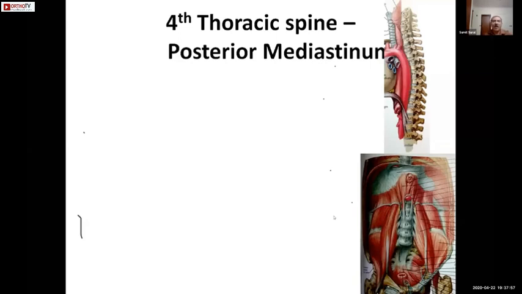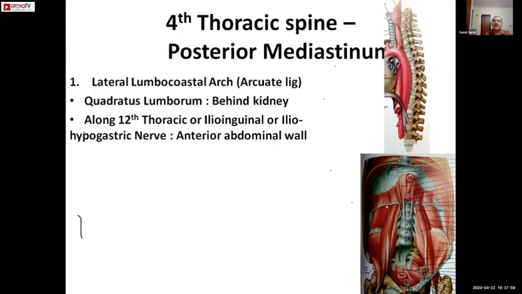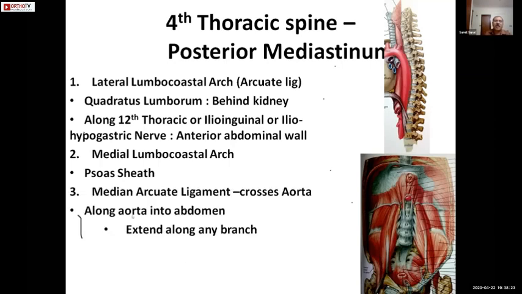So one by one, along the lateral arcuate ligament, it can come along the quadratus lumborum, it can go behind the kidney, it can go from there along the 12th thoracic or the ilioinguinal or iliohypogastric nerve onto the anterior abdominal wall. It can go along the medial lumbocostal arch or medial arcuate ligament to the psoas sheath and go down as a psoas abscess. It can go along the median arcuate ligament which crosses the aorta, and along the aorta, it can go into the abdomen along any of its branches.